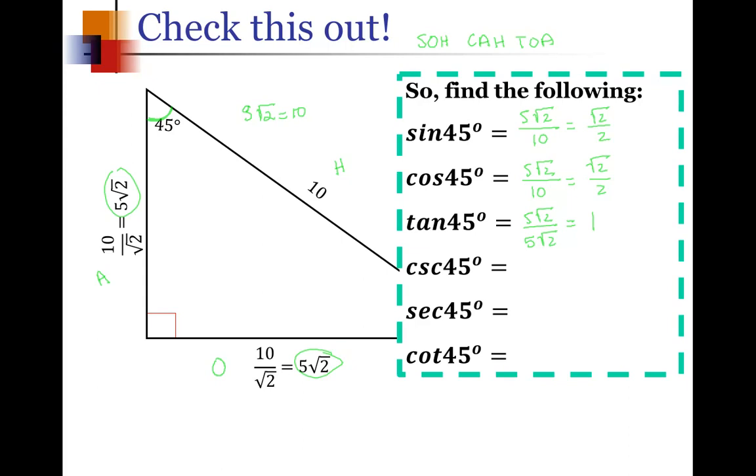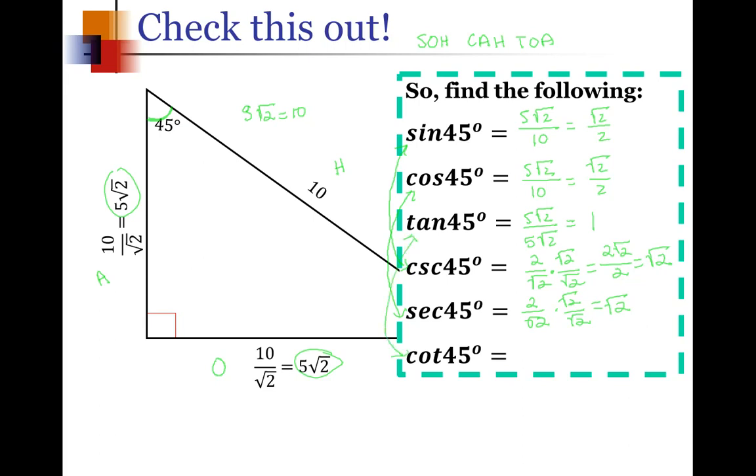Right? And then these are just the reciprocal functions, right? So this is the reciprocal of sine. So it's going to be 2 over root 2, which let's rationalize that. Root 2 over root 2. So I'm going to get 2 root 2 over 2, which is just going to be root 2. What about the secant? The secant is just the reciprocal function of cosine. So that's going to be 2 over root 2 times root 2 over root 2. I feel like I did this math, didn't I? That's just root 2.